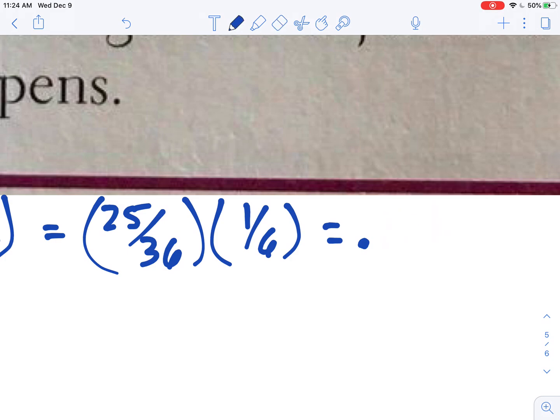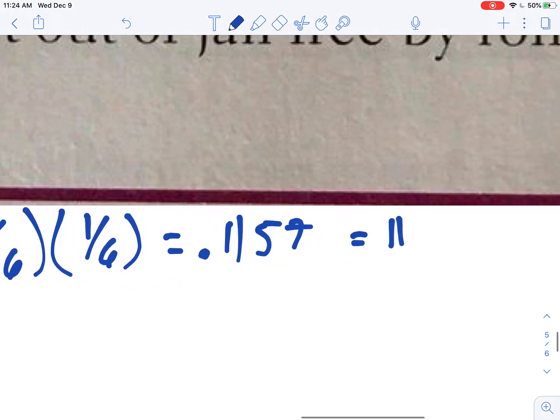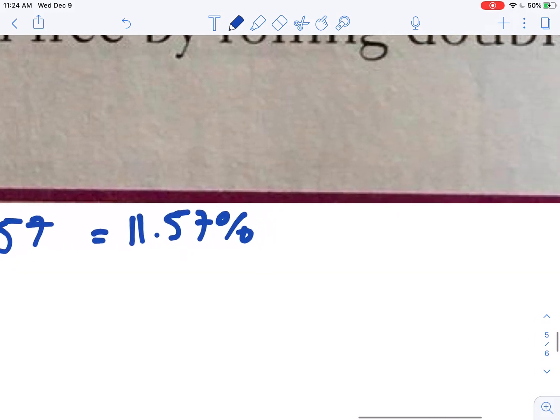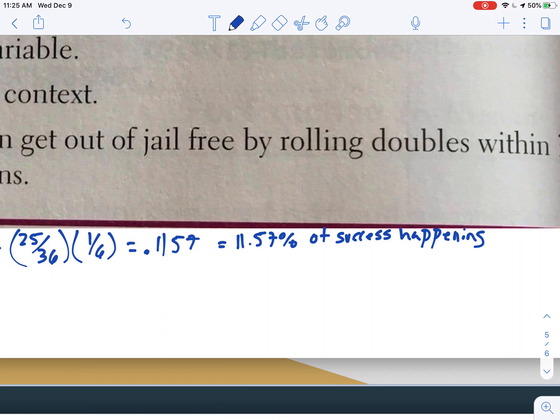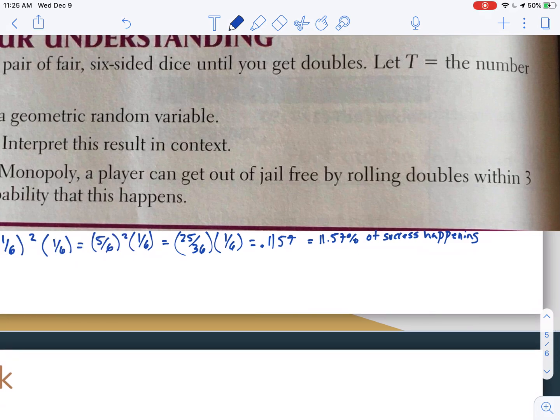So you've got an 11.57% chance of your first doubles happening on trial 3. So this means that you roll, you don't get doubles, you roll again, you don't get doubles, you roll a third time, you get doubles. That's what that means in context.